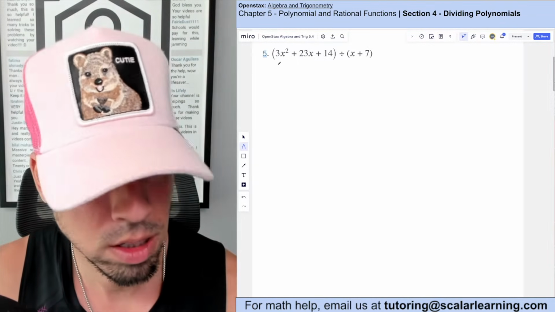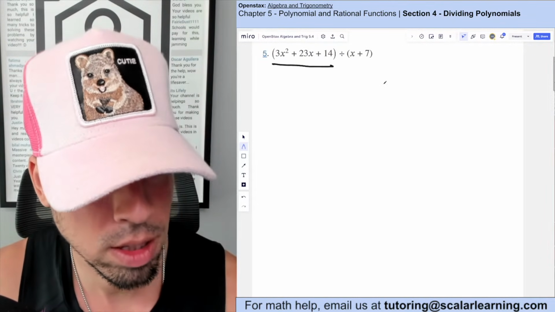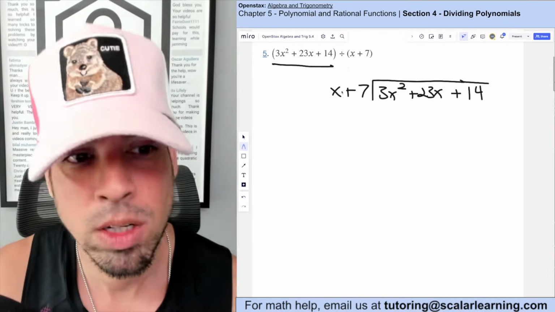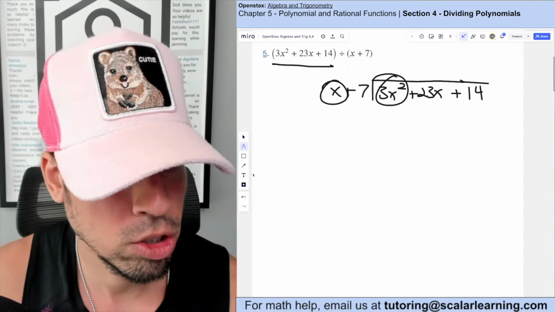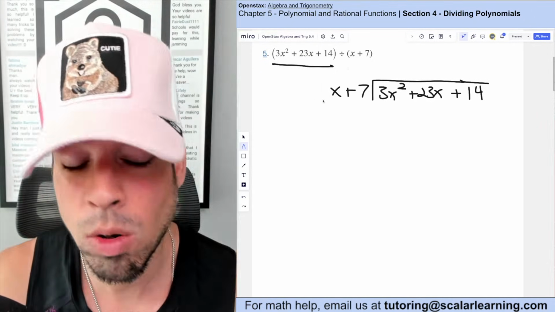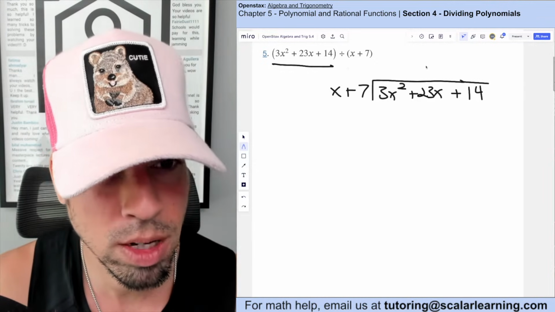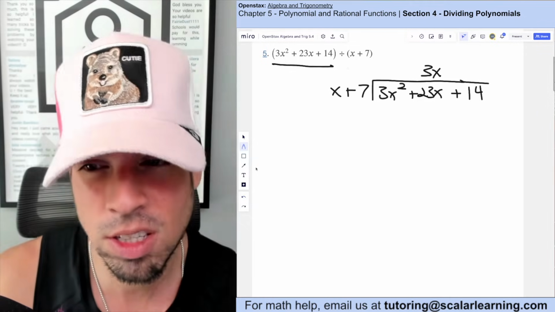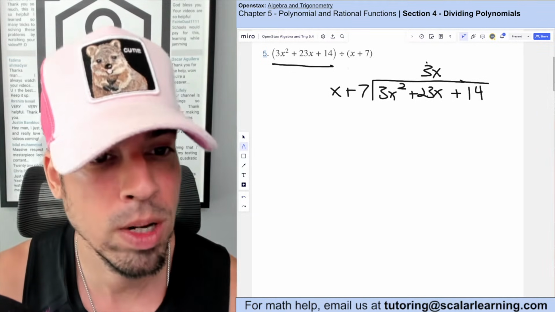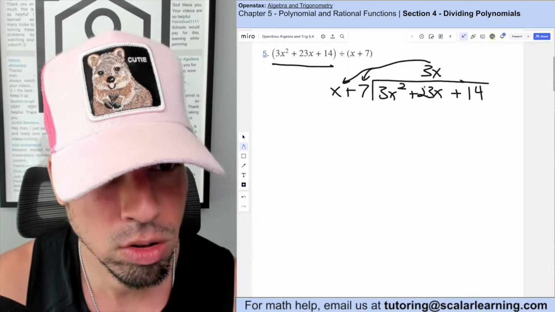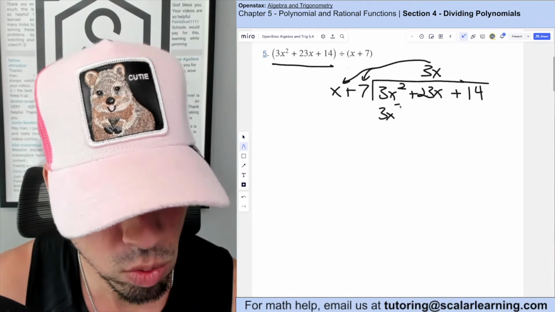For this one, we're going to set it up in long division style with this on the inside and the divisor here on the outside. Again, we're going to just look at the leading terms here. So I'm going to see how many times does x go into 3x squared, meaning what do I multiply x by to get 3x squared? That would just be 3x. So I'm going to place the x's like this on top of each other. That's kind of optional, but we'll do it this way. And then now we're going to multiply against both of these guys, just like standard long division. So 3x times x is 3x squared.